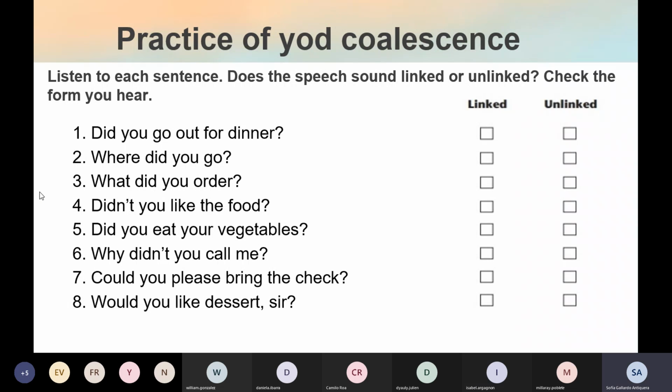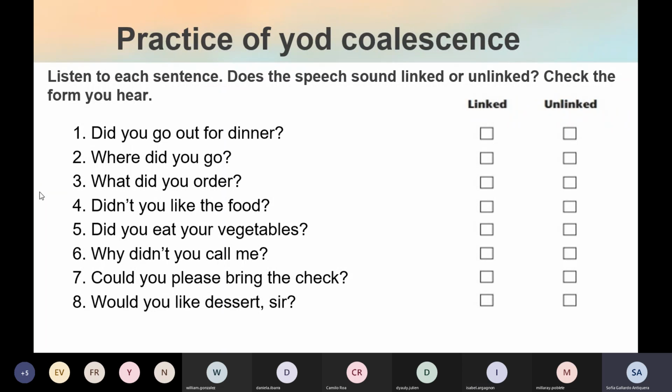Where do you see the link? In which part? Didn't ya? Yes. Great. The next one. Did you eat your vegetables? Unlinked. Yes. Great.